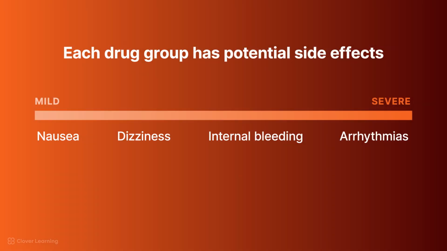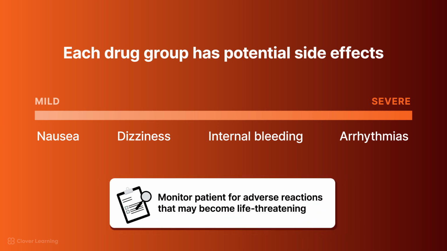Each drug group has potential side effects, ranging from mild, such as nausea or dizziness, to severe, such as internal bleeding or arrhythmias. It's crucial to monitor patients taking cardiovascular medications for adverse reactions, as they may become life-threatening.